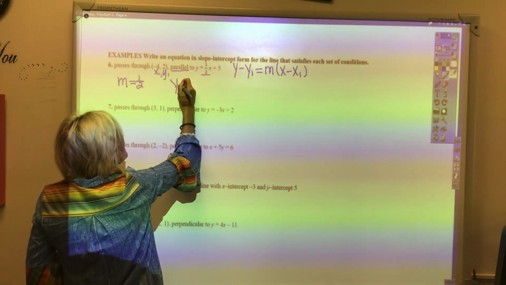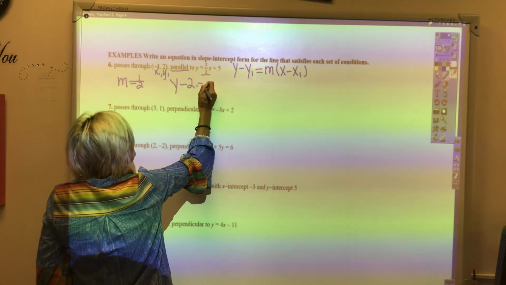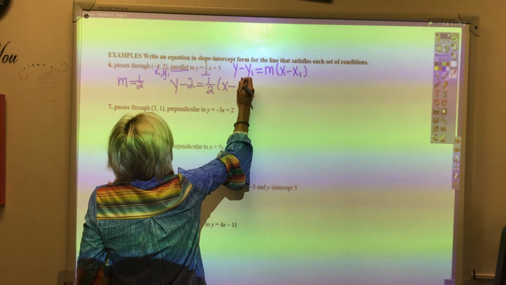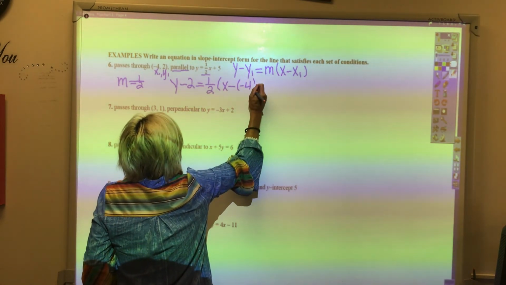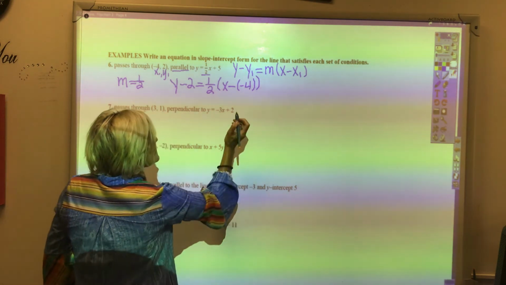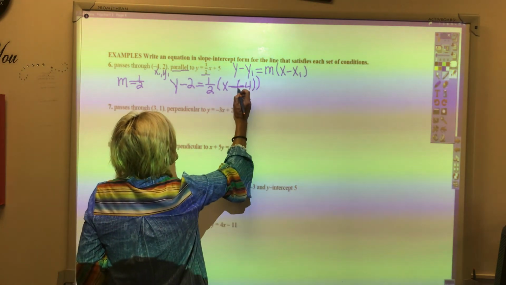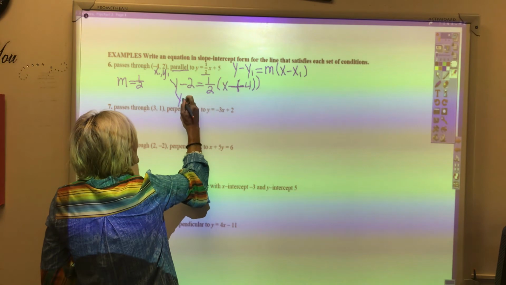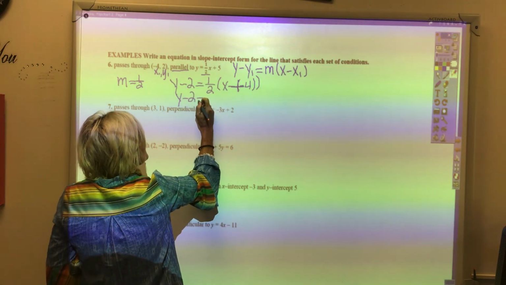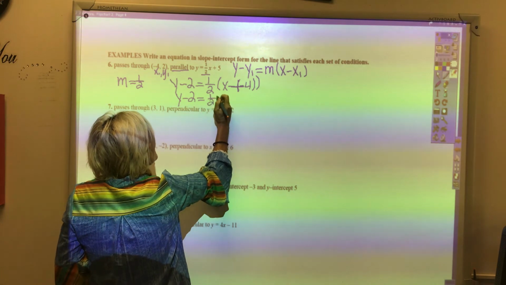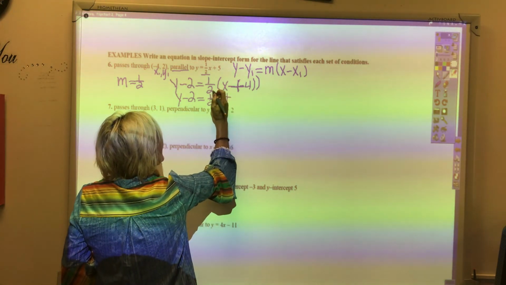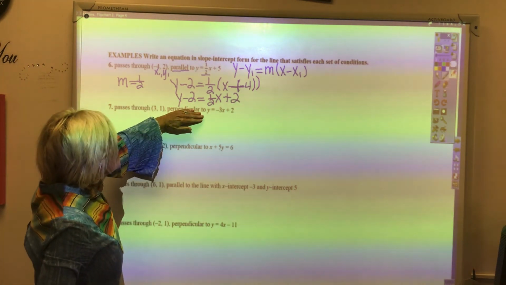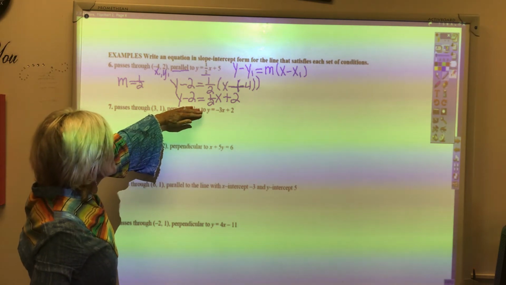So we'll have y minus 2 equals 1/2 times x minus a negative 4. So we'll want to make the minus negative into a plus. We'll distribute through. On the right side, we'll have 1/2 x plus, a half times 4 would be 2, and y minus 2 on the left. That is an equation, and that is in point slope form.